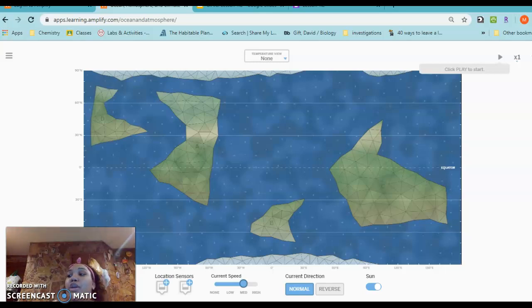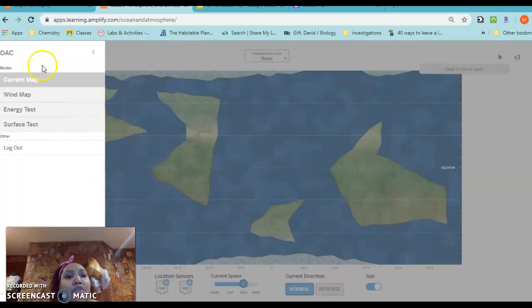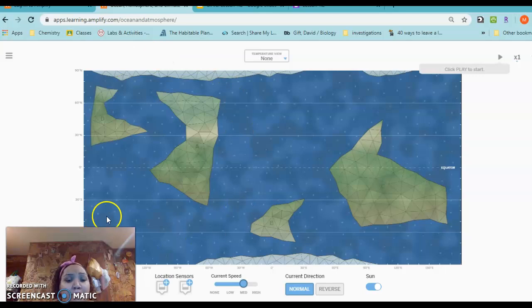Okay, so we are looking at the simulation, and I just want to make sure I'm aware. So if we look at this menu over here, right, we're looking at current map. So there's 4 modes to the map. The 2 modes that we're going to be exploring today is current map and energy task. So I want you guys to play around with current map.